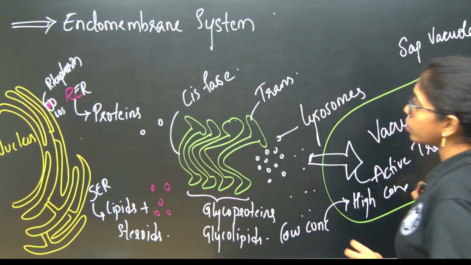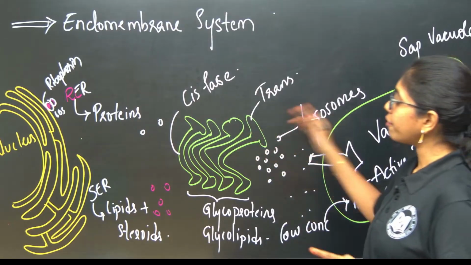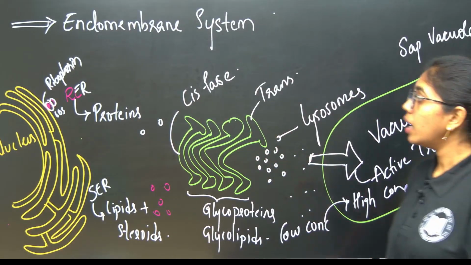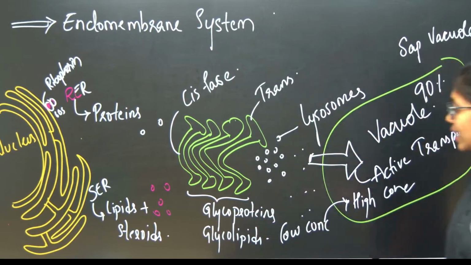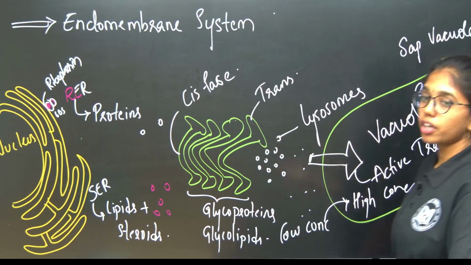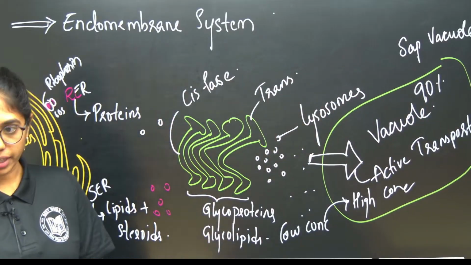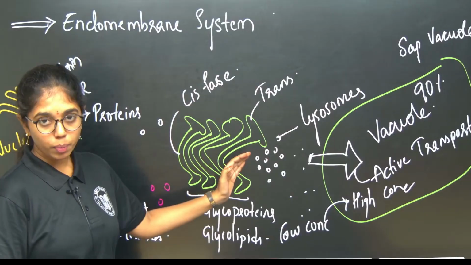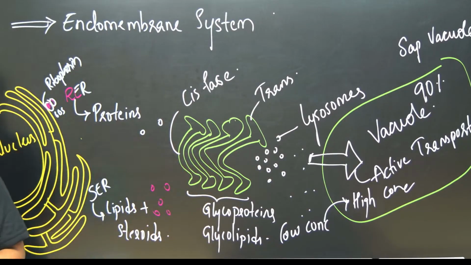Fine, right? So, the complete endomembrane system is clear to us. All the 4 organelles which we have learnt here, be it endoplasmic reticulum, SER and RER, Golgi bodies, lysosomes and vacuoles, all the 4 organelles are what? Single membrane bound organelles. They are placed under the endomembrane system because their function is coordinated.